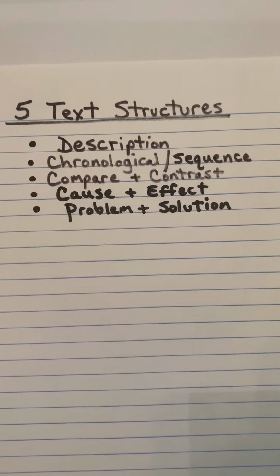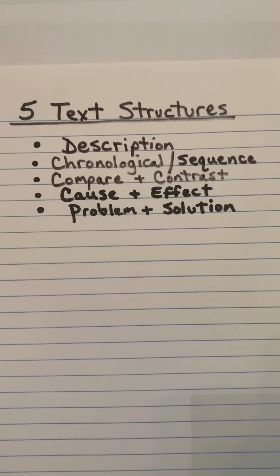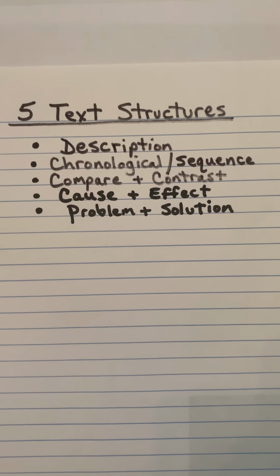Today I'm going to talk about some text structures. A text structure is the way that an informational text is set up. Remember, we have 5 text structures. They are description, chronological or sequence, compare and contrast, cause and effect, and finally problem and solution.